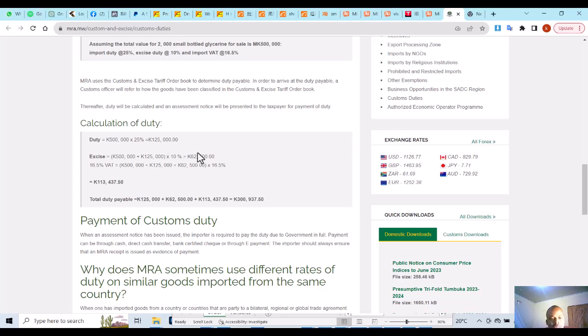Then they have to charge VAT as well. When charging VAT, they'll add the duty, they'll add the excise, and they add the transportation and the price of the product, and get the 16.5%. So, it's bad. It's bad. Then they'll add all the money. You see, this one was bought at 500,000, and you end up adding another 115,000 for the product.